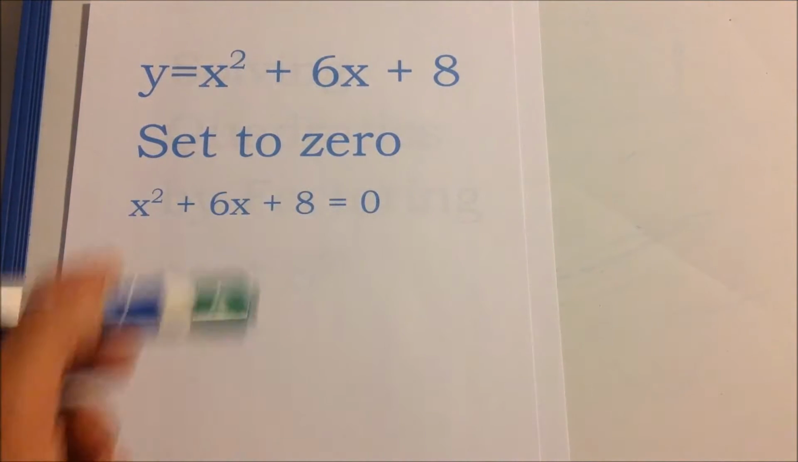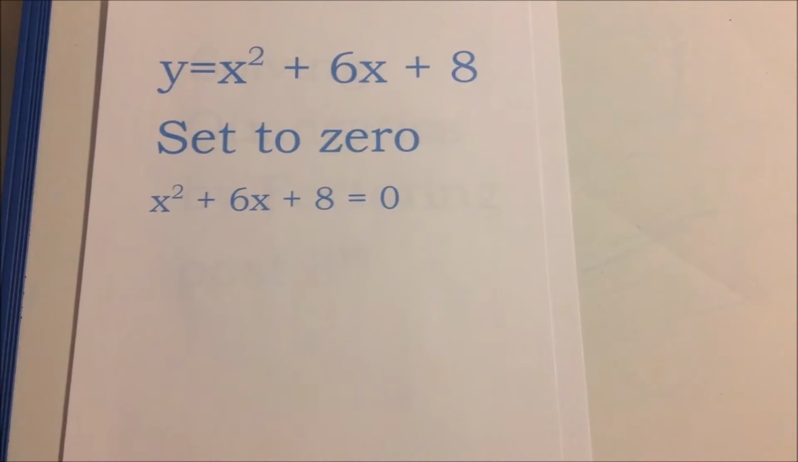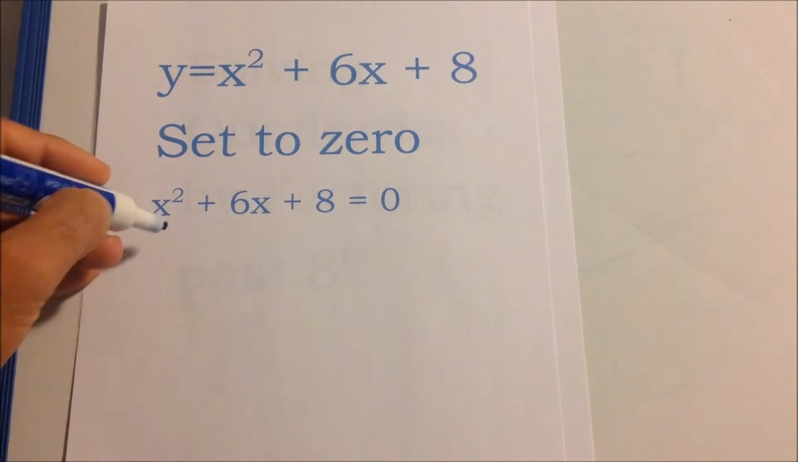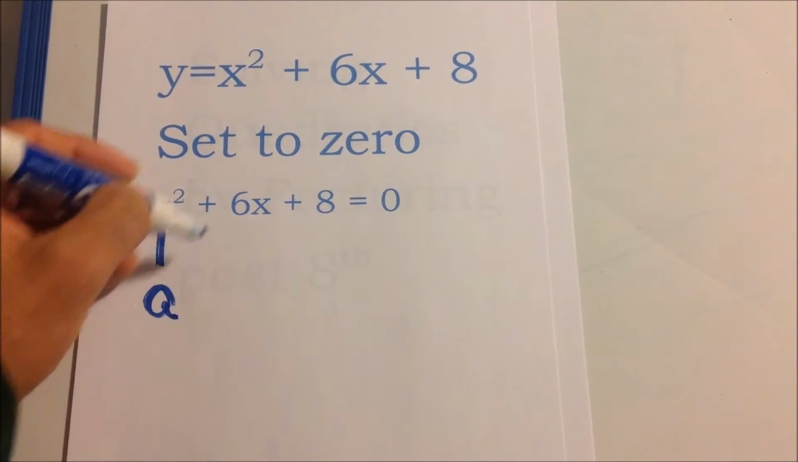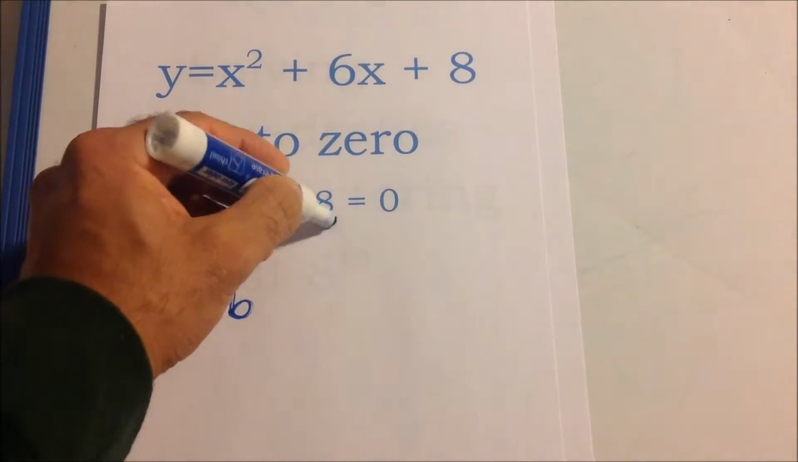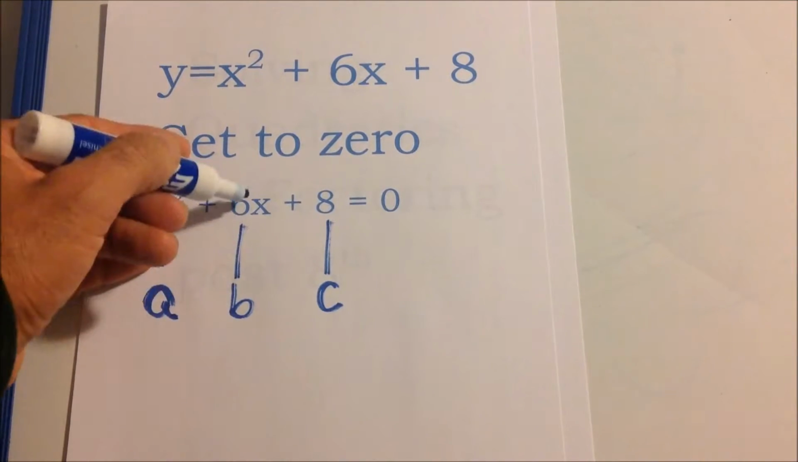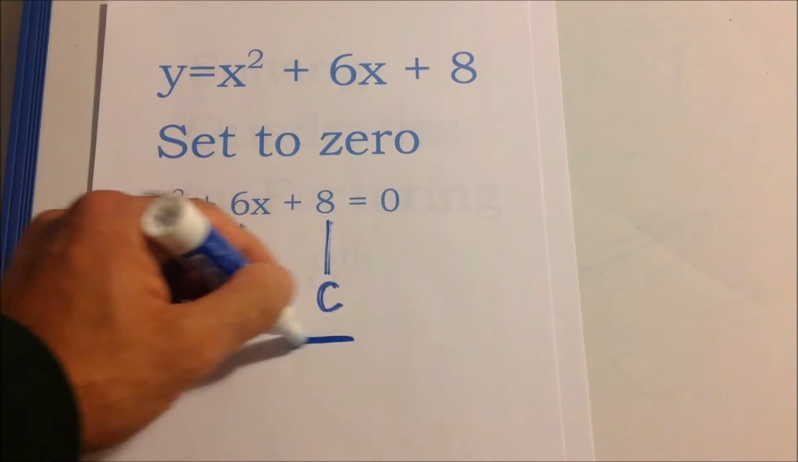So the first thing we want to do is set it to 0. Now we have this. Now it's important to know, if you remember, what A, B, and C are. So right here we have A, we have B, and we have C. So the A is 1, the B is 6, and the C is 8.